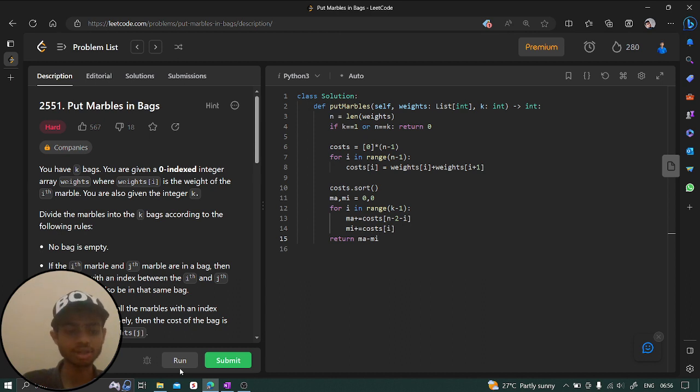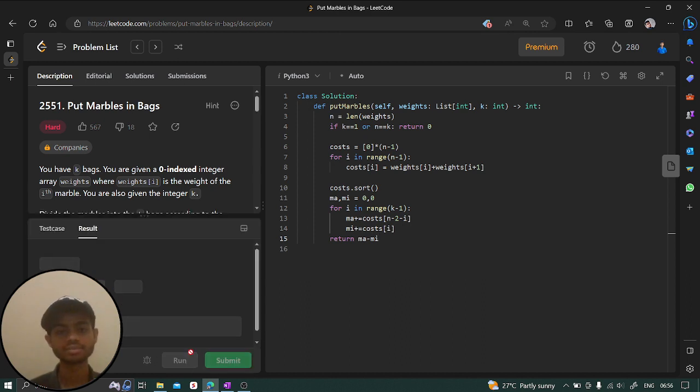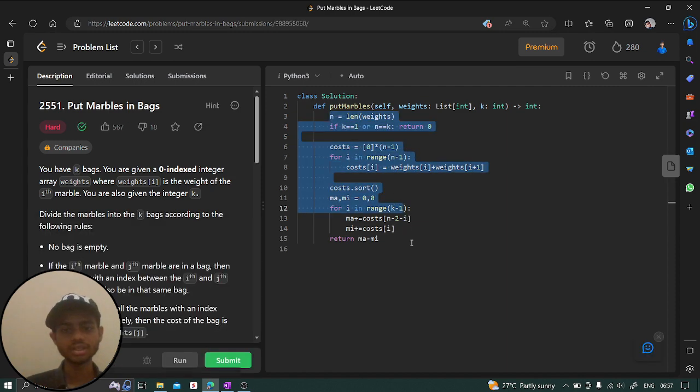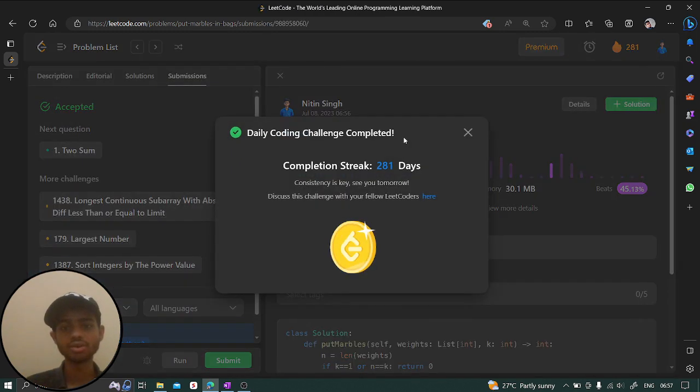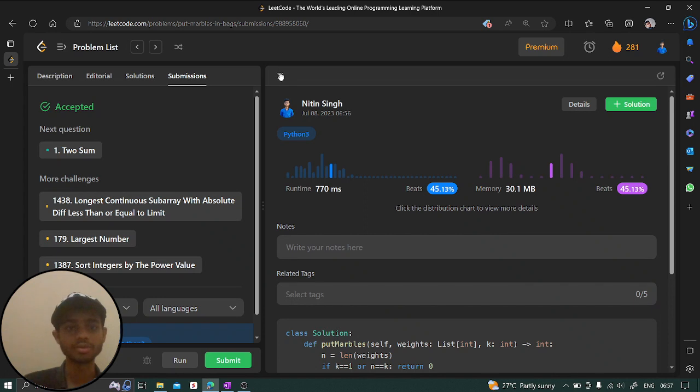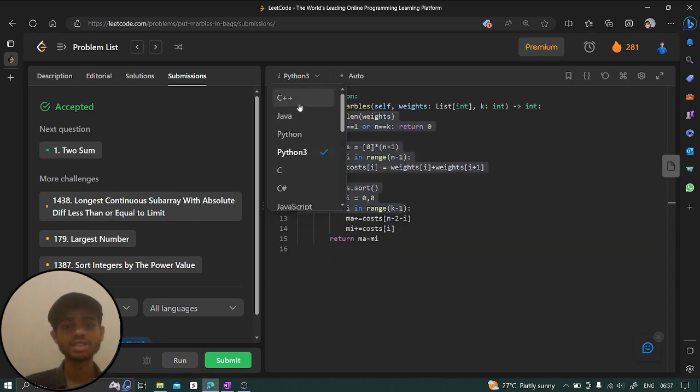Let's run this code and see whether it's working fine or not, and it will work, right? You can see both the test cases pass. So let's try to submit this code as well. Fine, and you can see guys, it successfully got submitted. So we have successfully solved this particular one. Now let's move to the next programming language, which is C++.